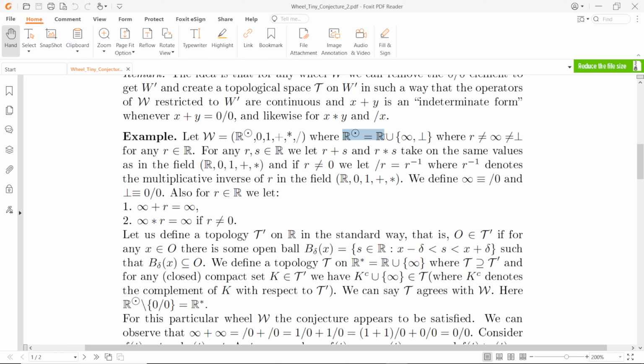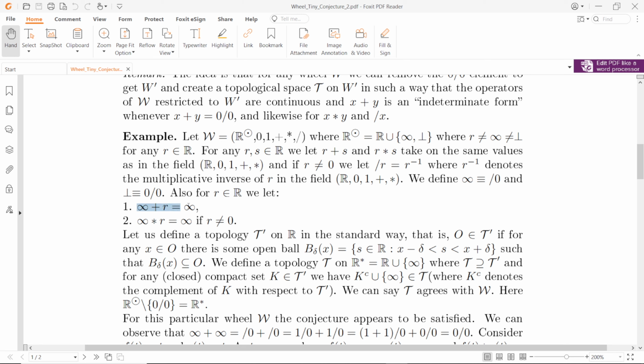So the real numbers plus infinity and plus omnity. We just define that r plus s and r times s are going to take on the same values as they do in the field of reals. And then slash r is just going to be the multiplicative inverse of r relative to the field of reals. And infinity is defined as whatever slash sends 0 to. Omnity is defined as 0 times infinity. 0 times infinity gets mapped to omnity, right?